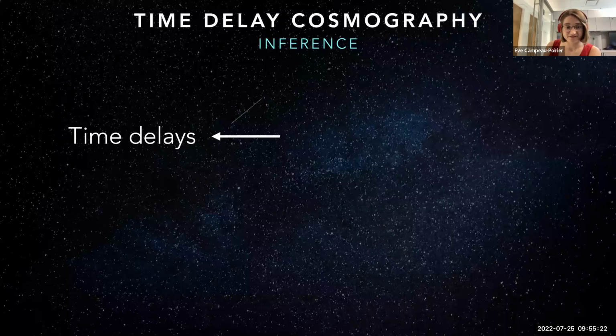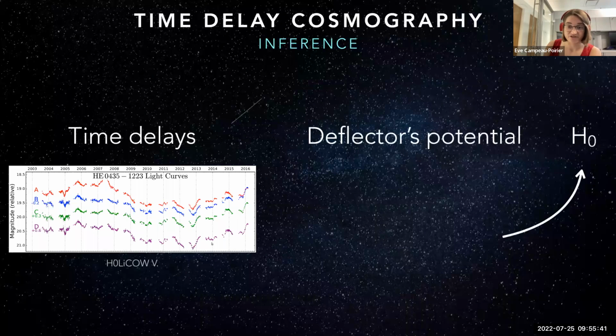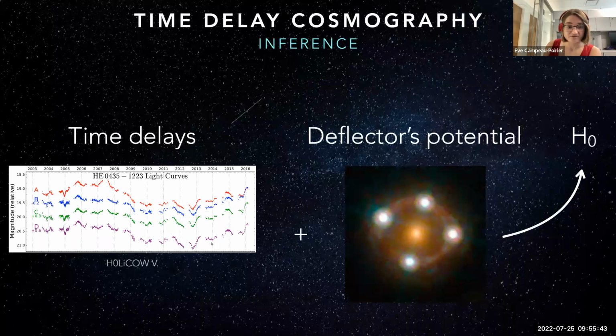Two components affect the time delays between the images. The first one comes from the gravitational potential of the mass deflector. The second one comes from the expansion rate of the universe, which we are interested in. So to infer H0 by time delay cosmography, we need to measure the time delays between the images from the light curves and to model the deflector's contribution from the lensing observations. This way, we are able to isolate the H0 contribution to the time delays.